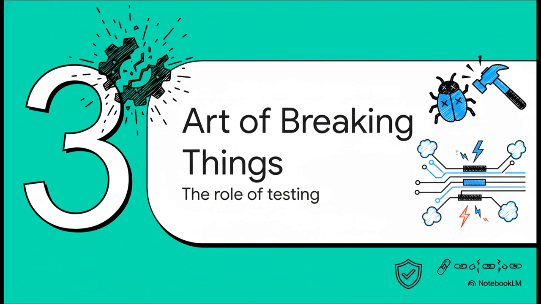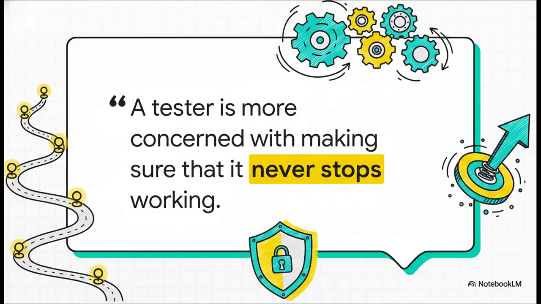And here's the twist. The goal isn't just to prove your code works. The real goal is to actively, deliberately try to break it. And this quote from James Harlow at Twitter just nails the mindset. He says, a tester is concerned with making sure it never stops working. See the difference? A developer's job is to get it to work.